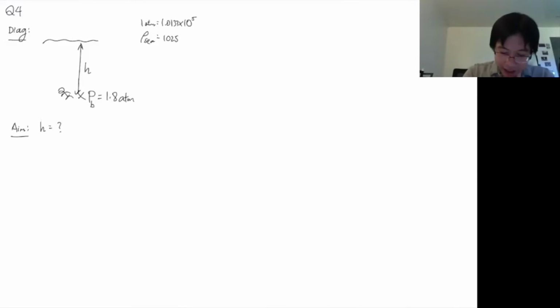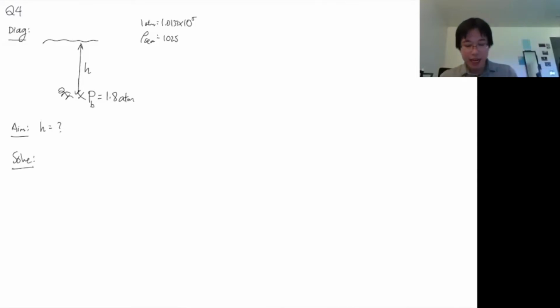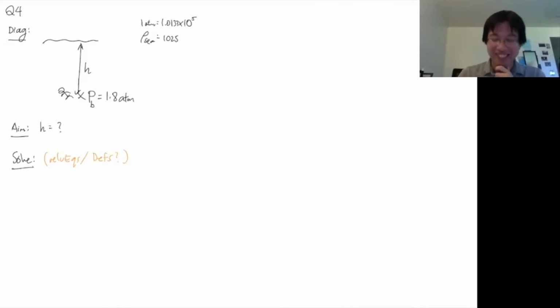Now you go ahead and ask yourself, what are the relevant equations or definitions? My procedure is so repetitive, it's almost boring, but it works every time. That's a good thing about it. So what are the relevant equations? The only variables I'm really given are height and pressure. What kind of equations have those?